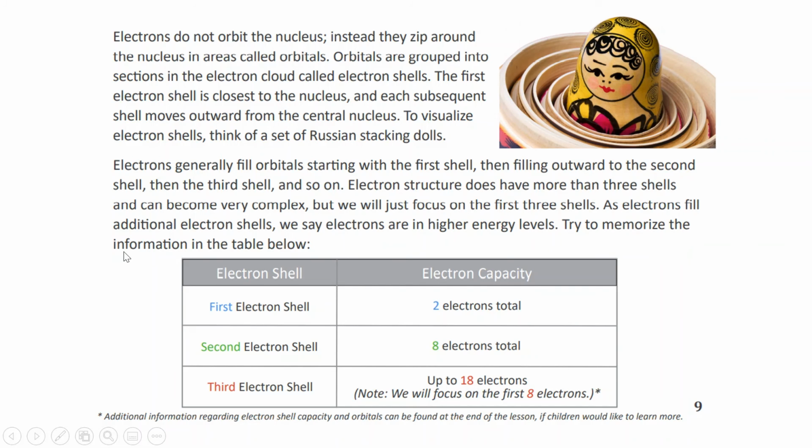Try to memorize the information in the table below. Electron shell, electron capacity. First electron shell, 2 electrons total. Second electron shell, 8 electrons total. The third electron shell, up to 18 electrons. Note, we will focus on the first 8 electrons. Additional information regarding electron shell capacity and orbitals can be found at the end of the lesson if you would like to learn more.